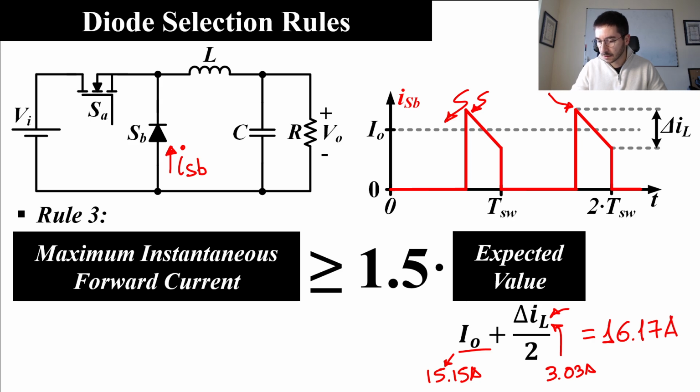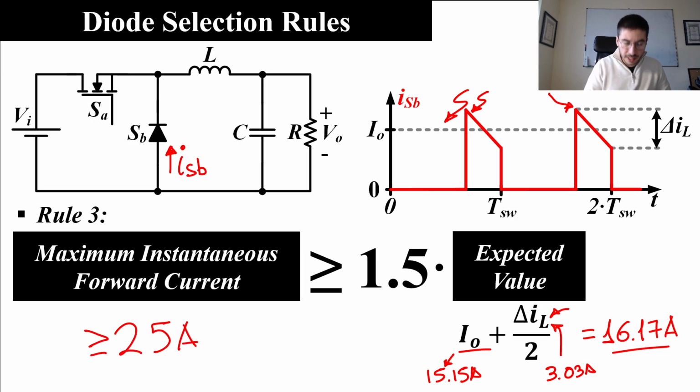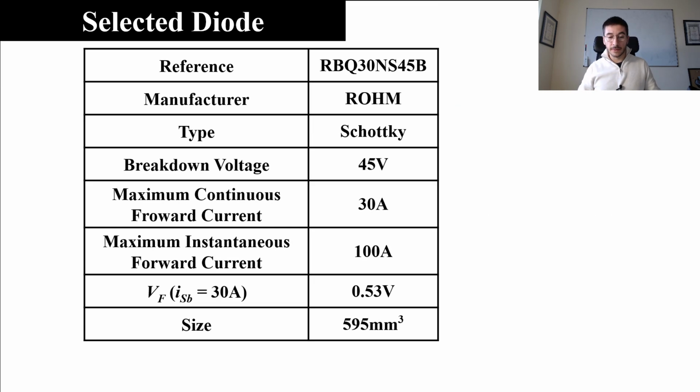16.17 amps. The rule is maximum instantaneous forward current must be equal or higher than 1.5 times the expected value. Okay, so we multiply this quantity with 1.5 and we get 25 amps. So we need a value equal or higher than this quantity. Well, now with these three rules, we can choose a specific diode for our design, and this is the design that I have.